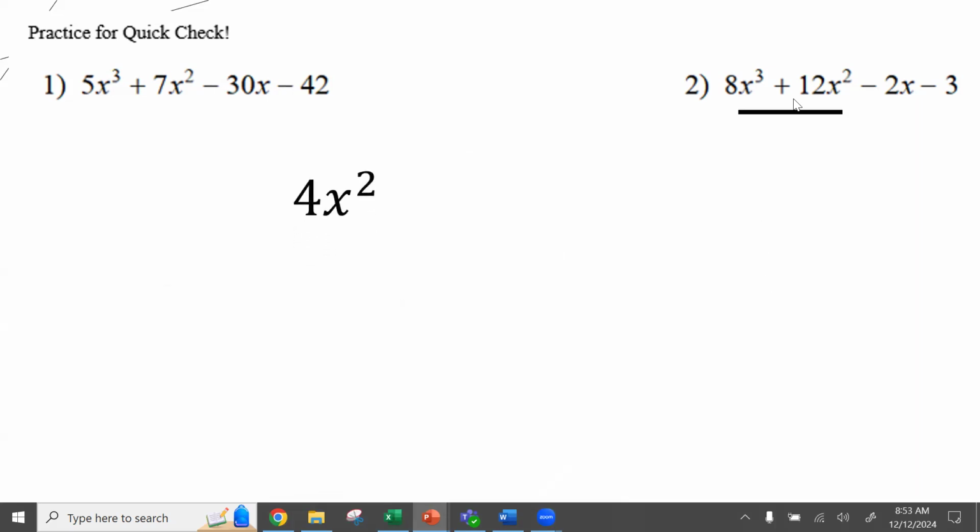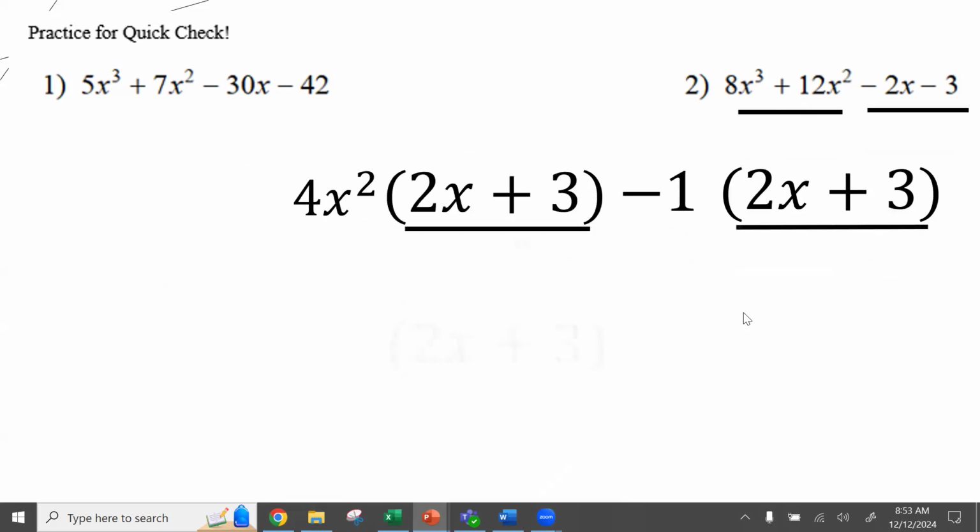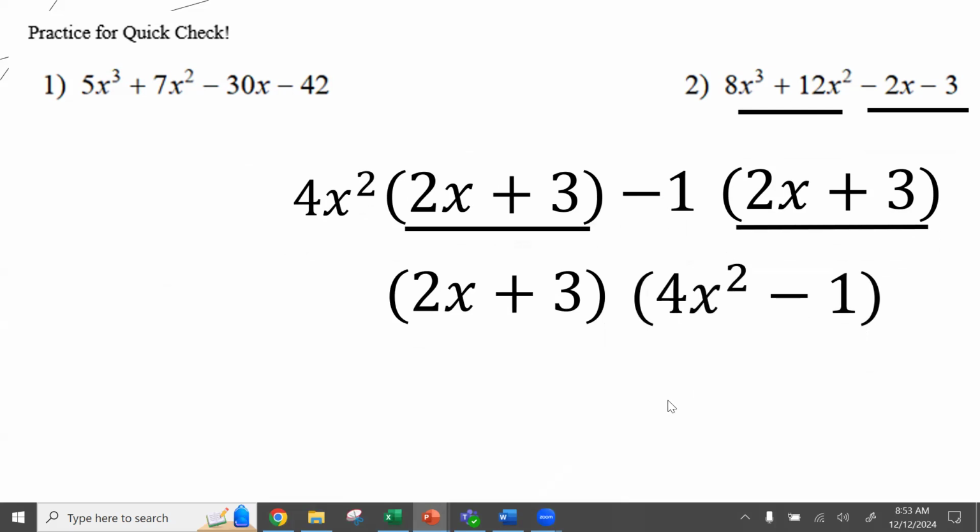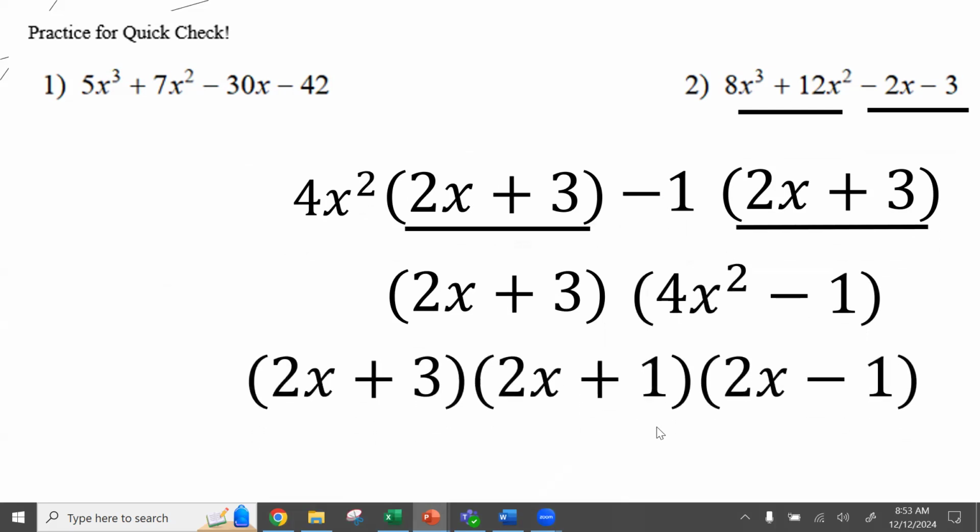Okay. 8x cubed plus 12x, 4x squared. We can take out a negative 1. We're left with 2x plus 3, 4x squared minus 1. So then that's a difference of perfect squares, which is 2x plus 1, 2x minus 1.